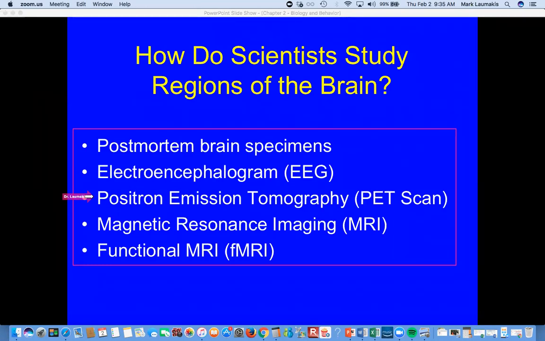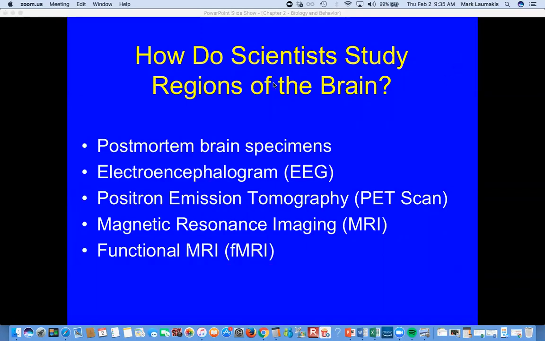Okay, so that's how we're going to take a stab at looking at these different tools of the neuroscientist. So let's begin with the post-mortem brain specimens, basically the brains of people who have died, and look at this as our first tool if we are studying the human brain.